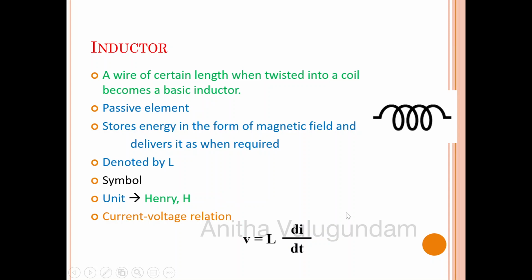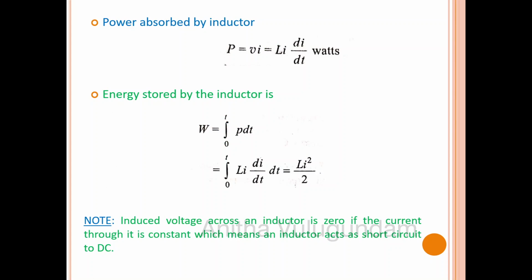Current voltage relationship is given by V equal to L into di by dt. Power absorbed by inductor is given by P equal to V into I. In place of V, if we write L into di by dt, we can write power equal to Li di by dt watts. Energy stored by inductor is W equal to integral 0 to t p dt, which is equal to Li square by 2.